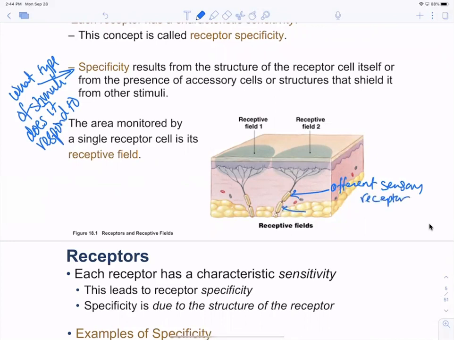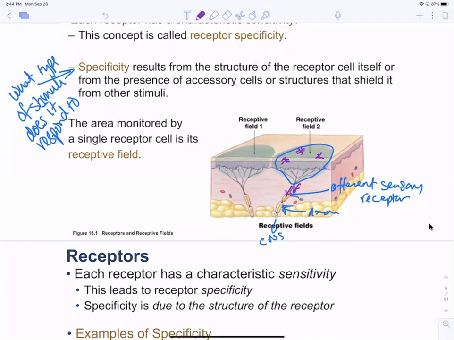And then that's the axon going to the central nervous system, right? And these receptors will branch and monitor a certain given area of the skin. And so if you have someone pushing in this location, it's going to send an action potential. If you have someone pushing in that location, it'll send an action potential. If you have someone over here.